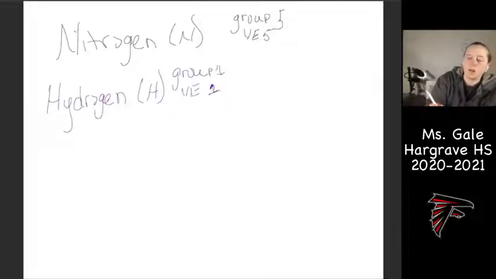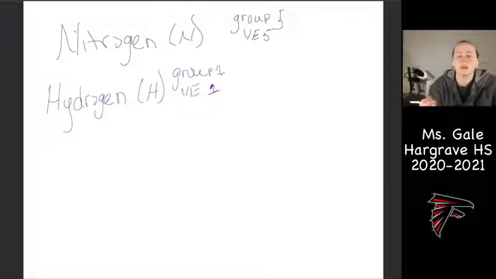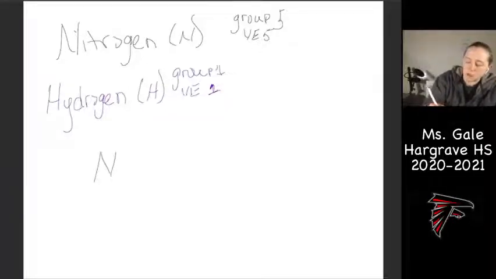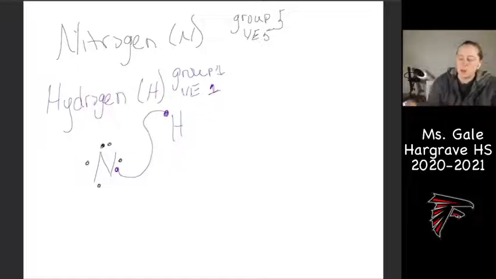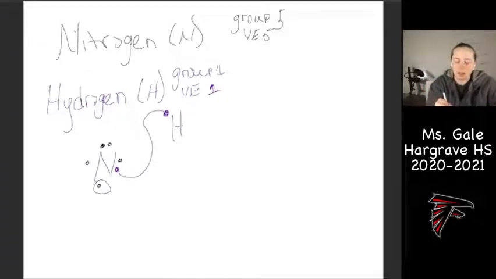So let's draw nitrogen's Lewis dot structure. So this is the Lewis dot structure. Then you have hydrogen with his lonely electron, his one lonely one. He gives this one. But does that make nitrogen happy? We cannot right now pair these two together.